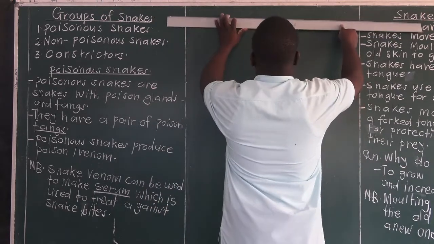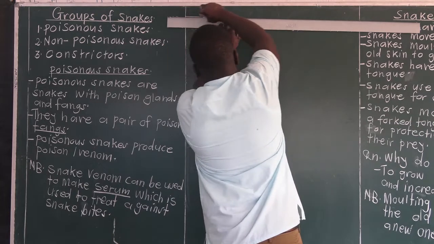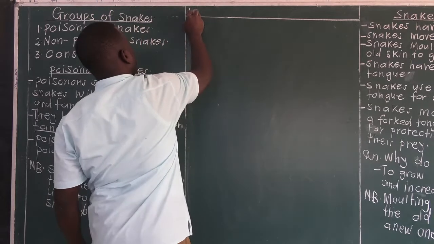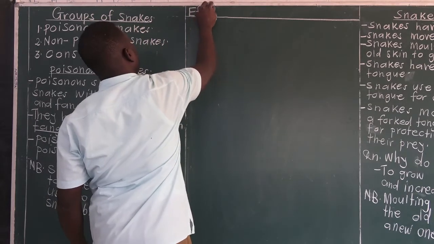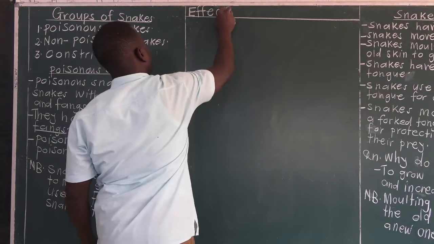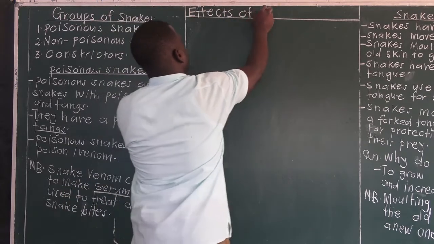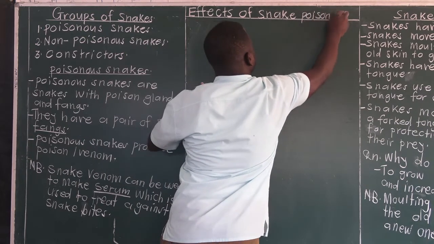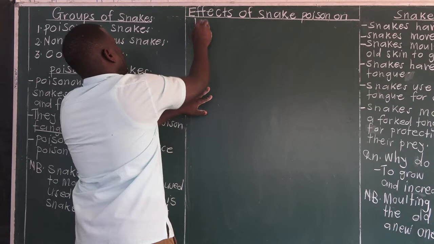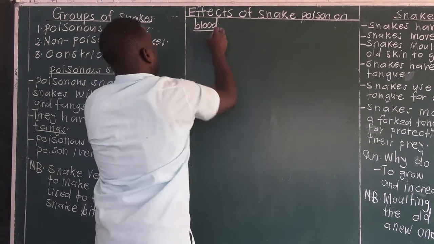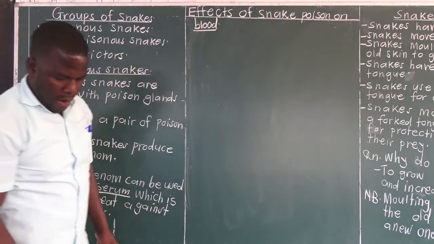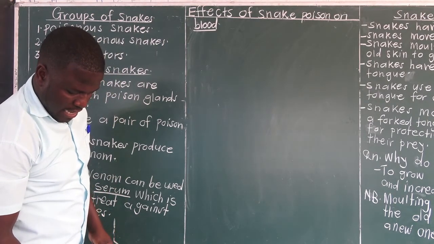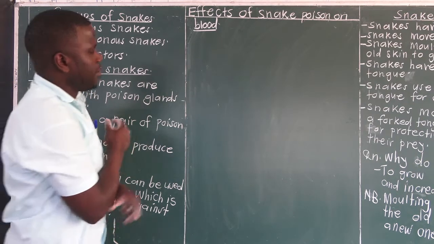The effects of snake poison on blood. Now, when a snake bites you, venom will go in our blood and it will have some effects.